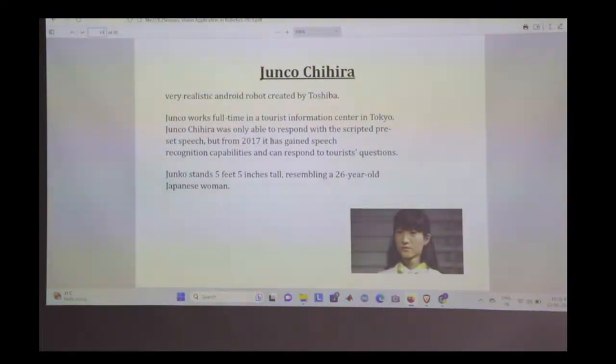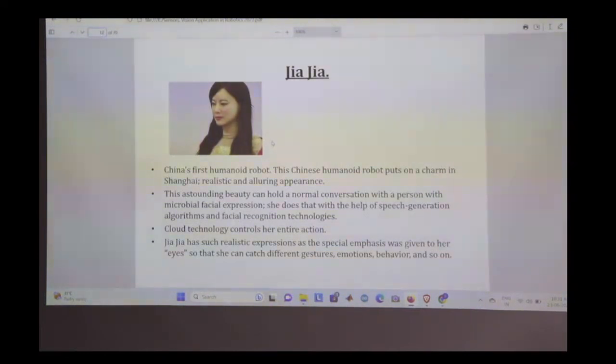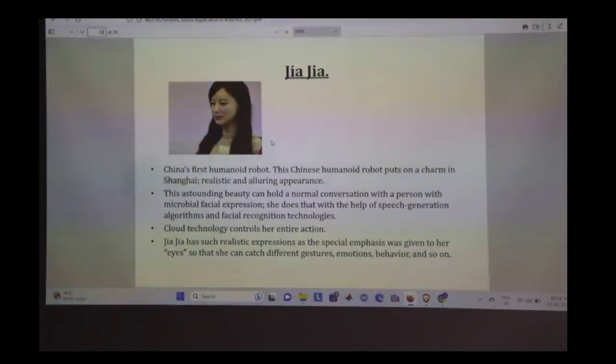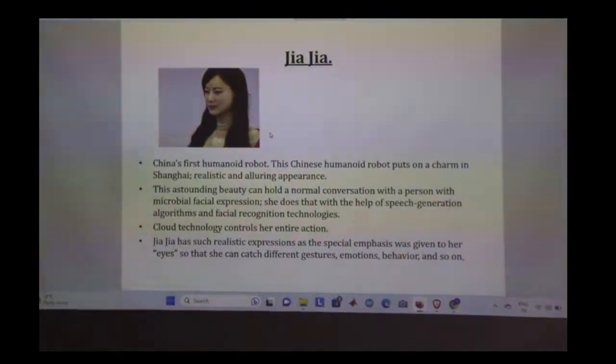I told you humanoids are made to resemble humans. Then this is Zia Zia. Okay, this is the Chinese first humanoid robot. And this Chinese humanoid robot puts on a charming, realistic and alluring appearance. Okay, she has a very realistic and alluring appearance. This is astounding beauty, can hold normal conversation with a person. Okay, with microexpressions on the face.